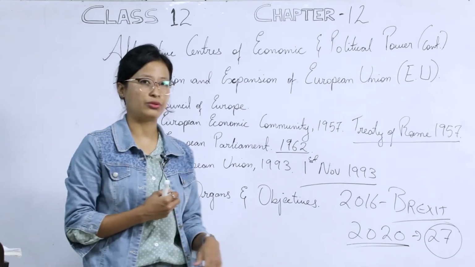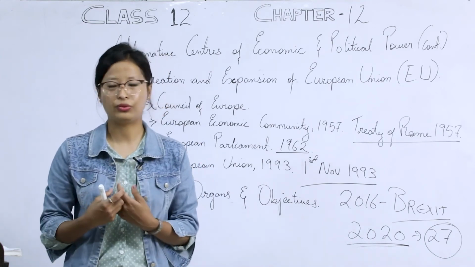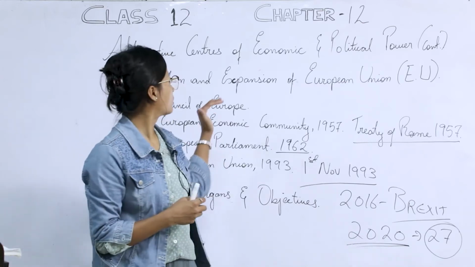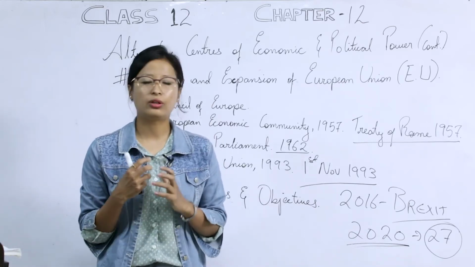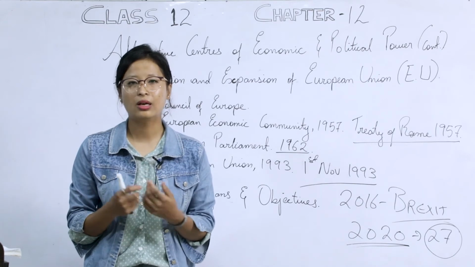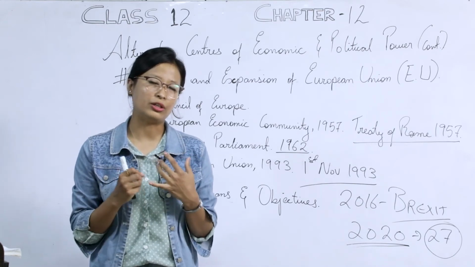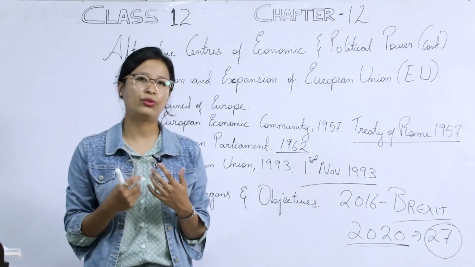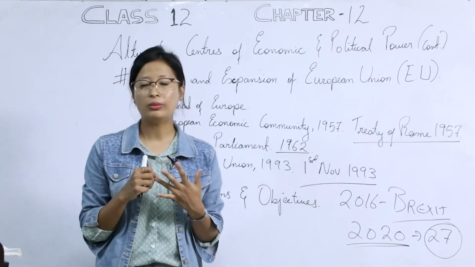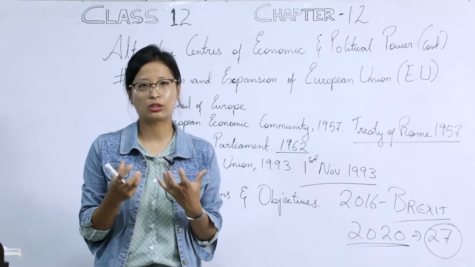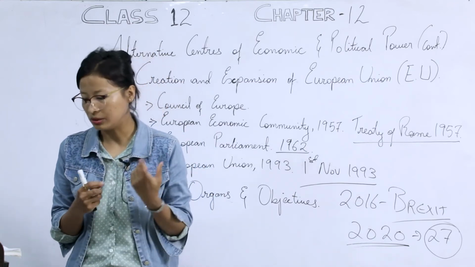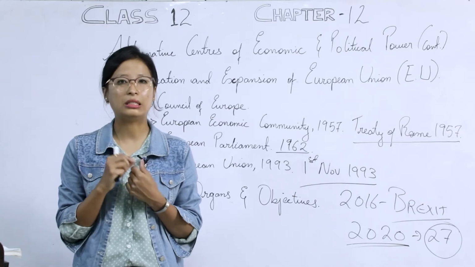Now the objectives, the aim, the purpose of the European Union. The first, like I've said, the creation of the European Union was for economic reconstruction. So the first point is economic integration, that is the unrestricted flow of goods, commodities, people, science, and technology without any restrictions. All right, so the first one is economic integration.